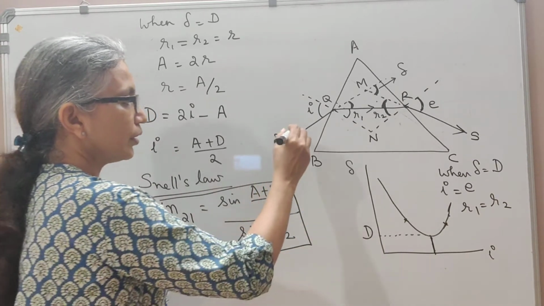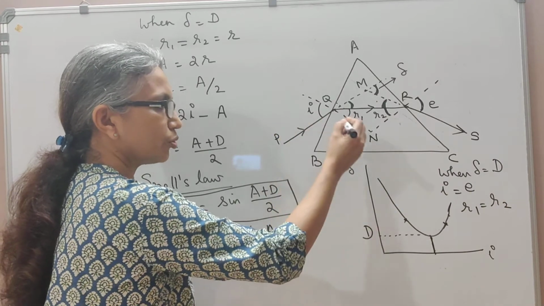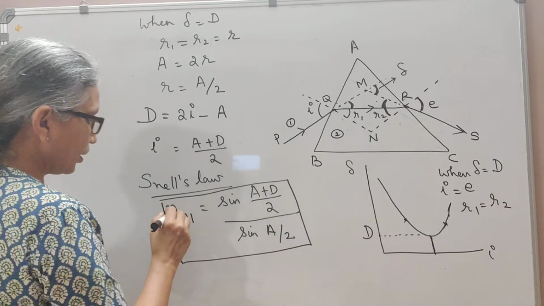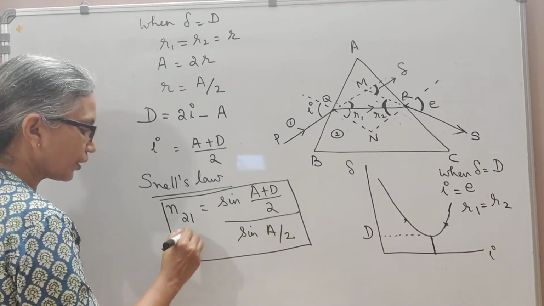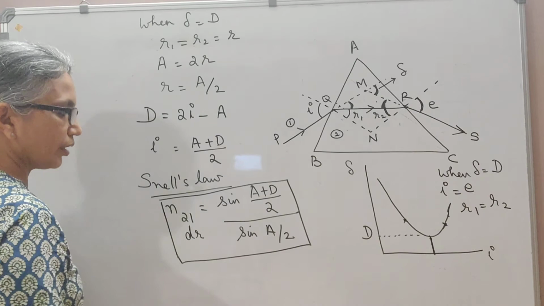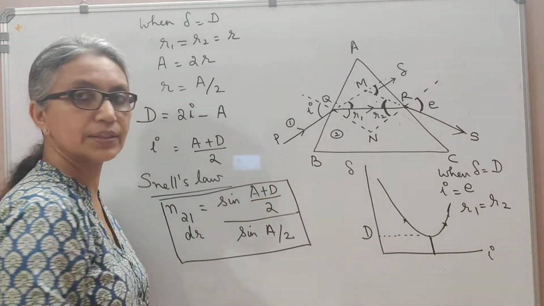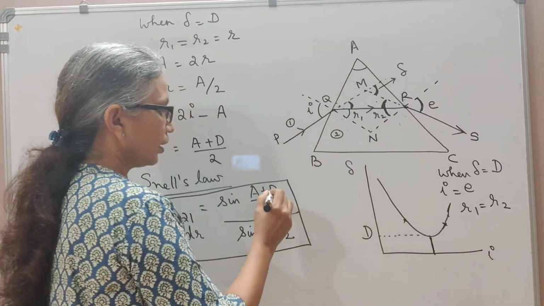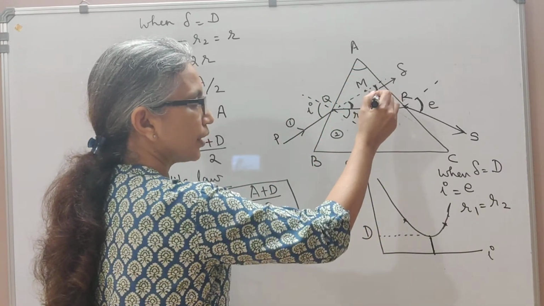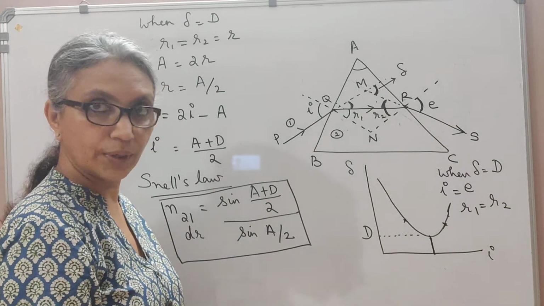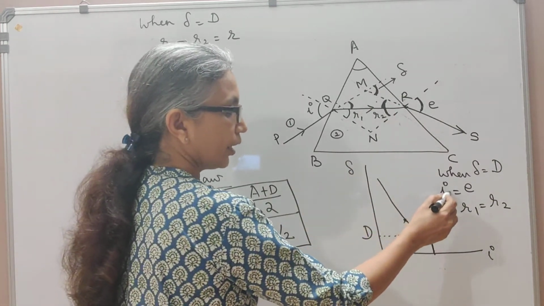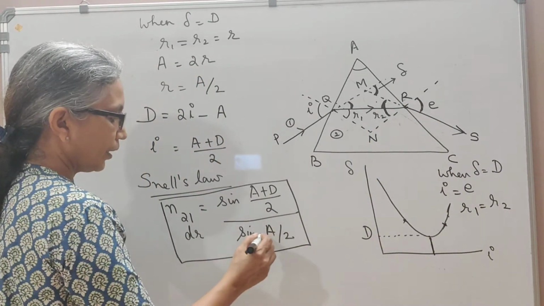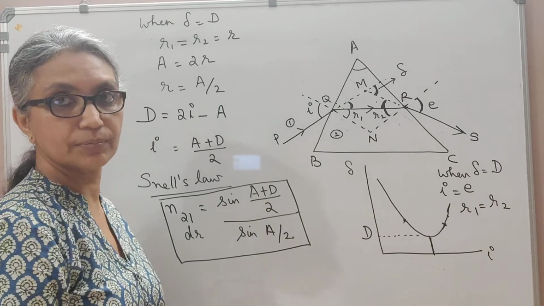Remember, we said that the ray of light is passing from rarer to denser. So this is the first medium, this is the second medium. So when you write N21, it is actually the refractive index of the denser medium with respect to the rarer medium, equal to sin A plus D by 2 by sin A by 2. This A is the angle of prism, D is the angle of minimum deviation. This delta will take a minimum value called D, when I and E will be the same and R1 and R2 also will become the same. This is called the prism formula.